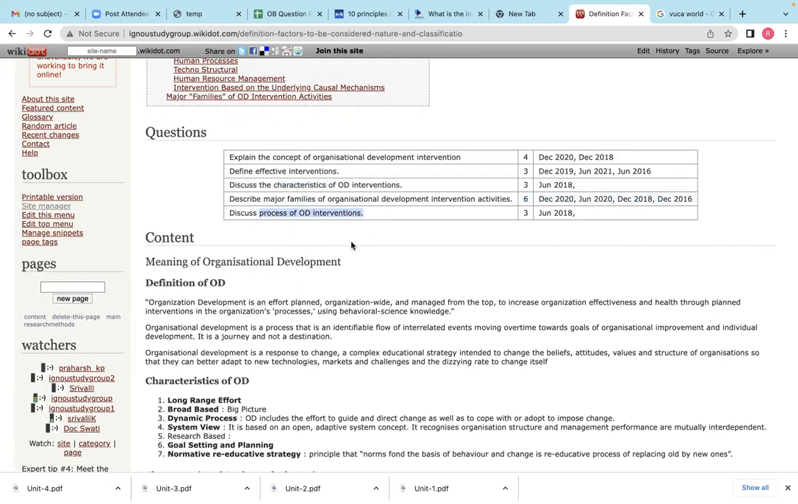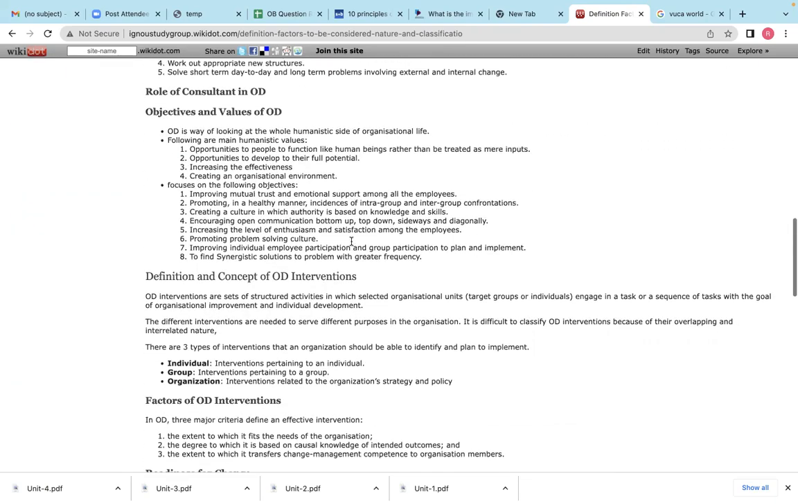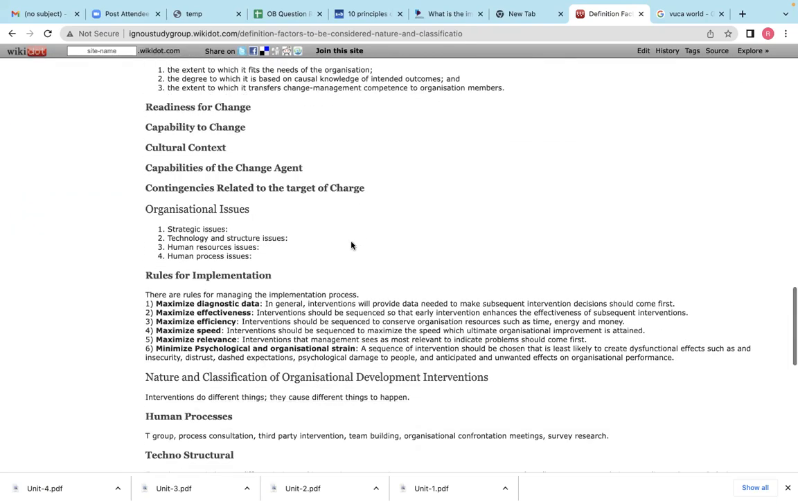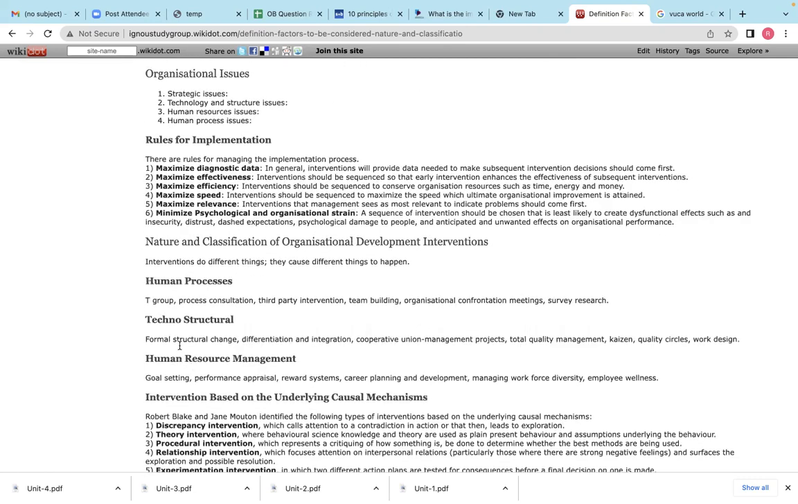Okay, so now we are going into the next aspect, which is organizational issues. So what kind of issues would an organization have so that the need for intervention is there? Generally, interventions are there to fix the issues. What kind of needs? First, strategic issues. There is an issue with the way the organization is implementing a strategy. Two, technology and structural issues. And there are human resource issues. And there are human process issues.